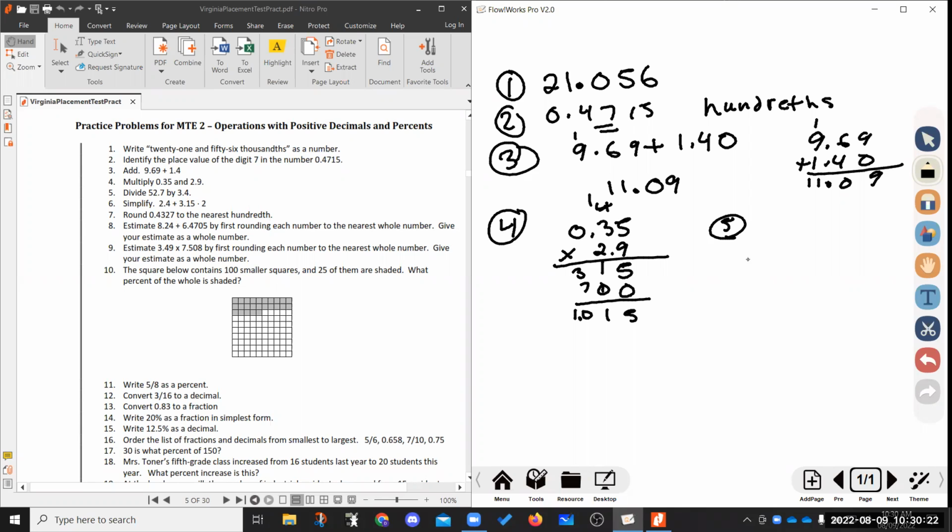Number 5 asks us to divide 52.7 by 3.4. We don't divide by a decimal on the outside, so we're going to multiply inside and outside by the power of 10 that's required to slide the decimal point over to the right. We know from fractions in our last video that we can multiply the numerator, which is the inside, and the denominator, which is the outside, by the same number.